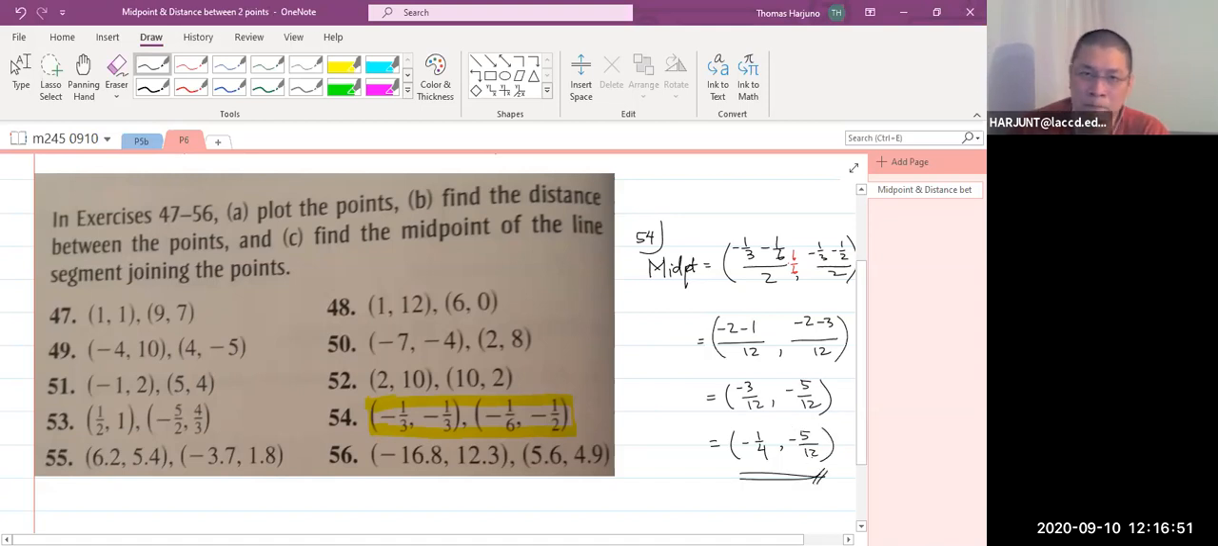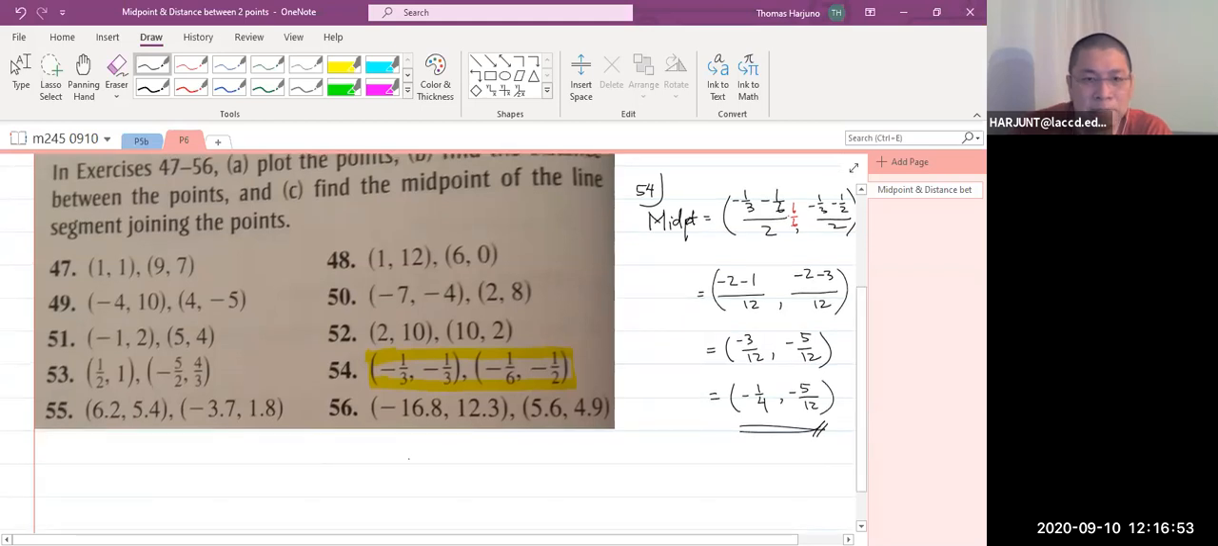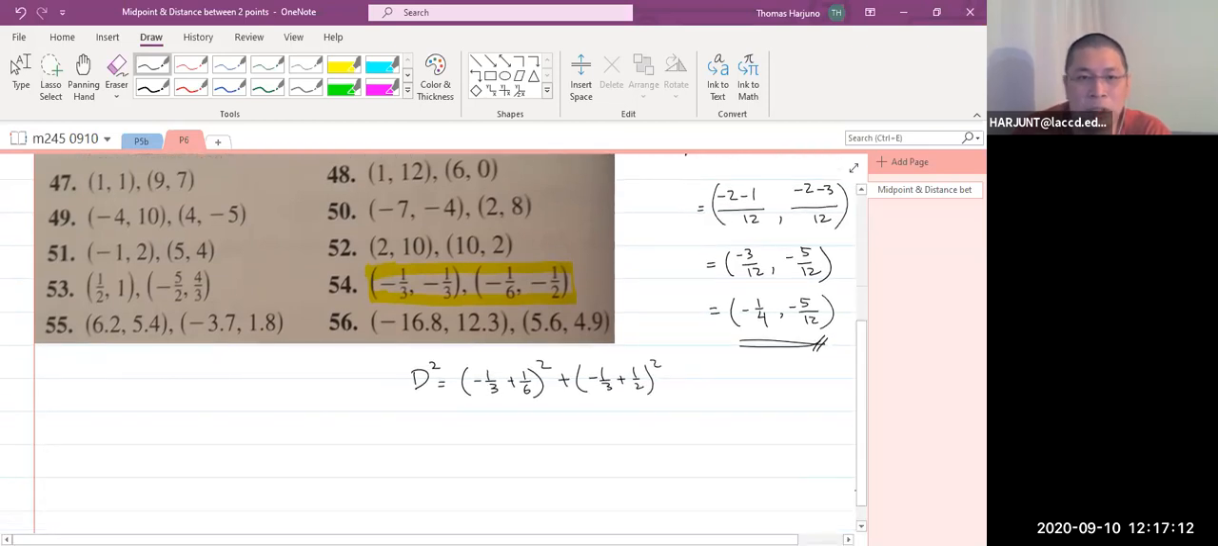That's the midpoint. How about the distance? The distance will be, let me call it d squared for now, the difference of the x's squared plus the difference of the y's squared. So this is -2 over 6 plus 1 over 6, being squared, plus -2 over 6 plus 3 over 6, squared.